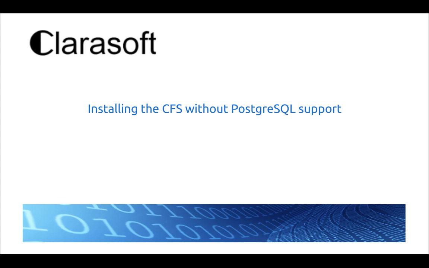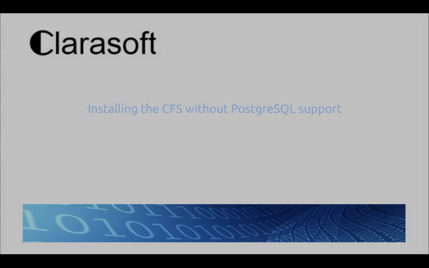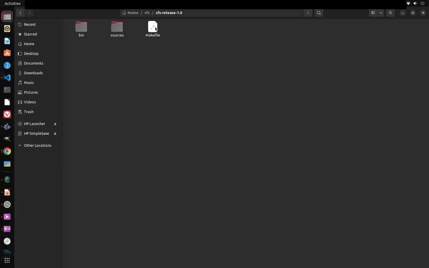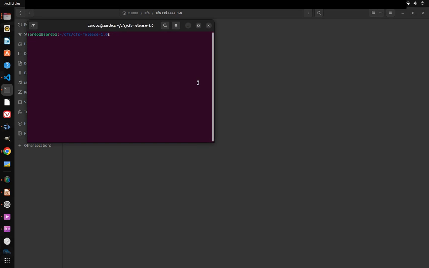We now proceed to install the CFS without SQL support. In a later section, we will show how to install with SQL support. In the extracted directory, there is a makefile. This file is used by the make utility to build the CFS from source and install the programs on the system. The make utility can be run from a terminal window. We open a terminal window by right-clicking the folder background and by choosing Open in Terminal. This opens a terminal with the extracted directory as its current directory.